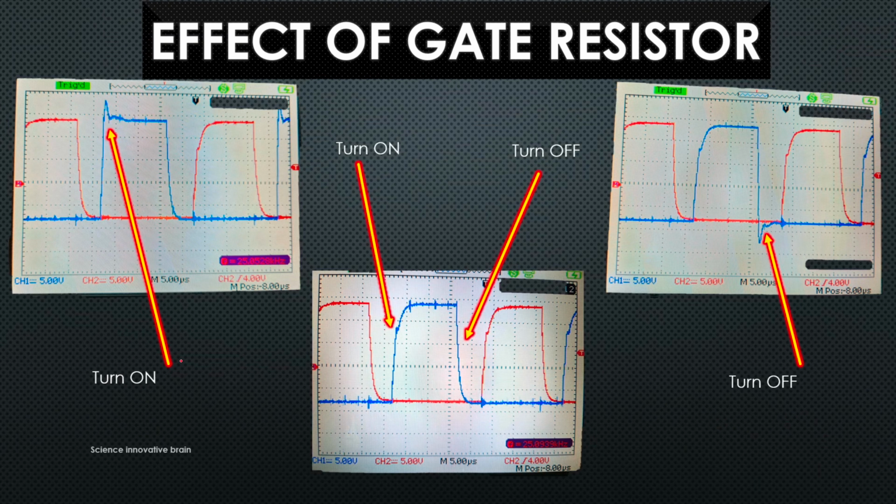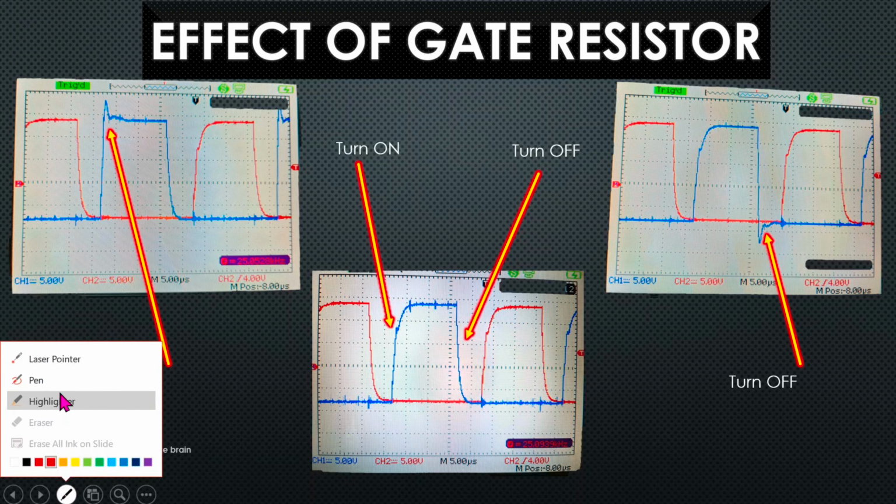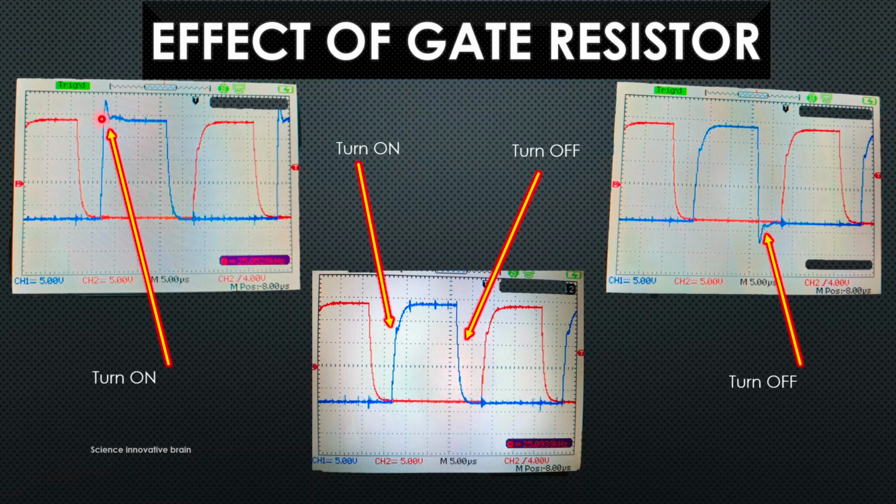Here I have done some practical work, and I am showing the effect of the gate resistance and how I got this result. What I did was I made the turn on resistor 0. When I made the turn on resistance 0, the rise time is very sharp, but I got one spike here. If you see here, this is the spike.